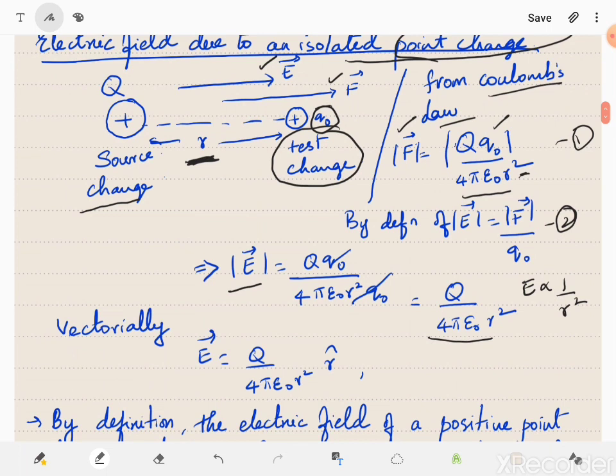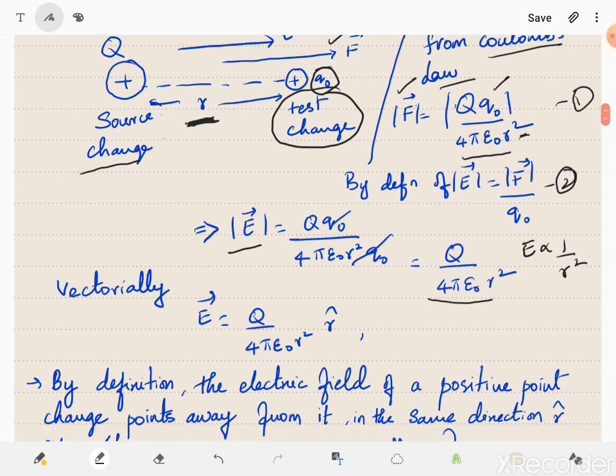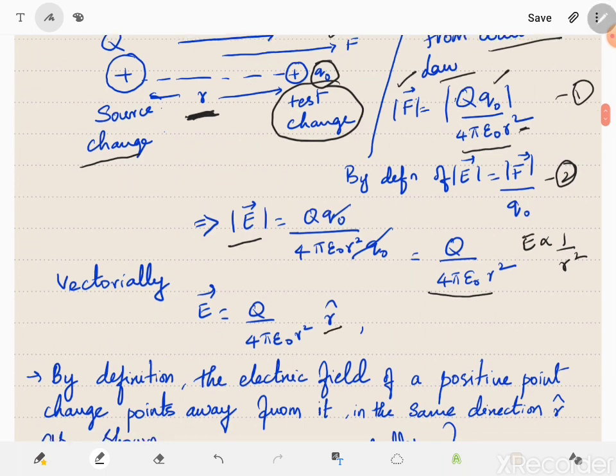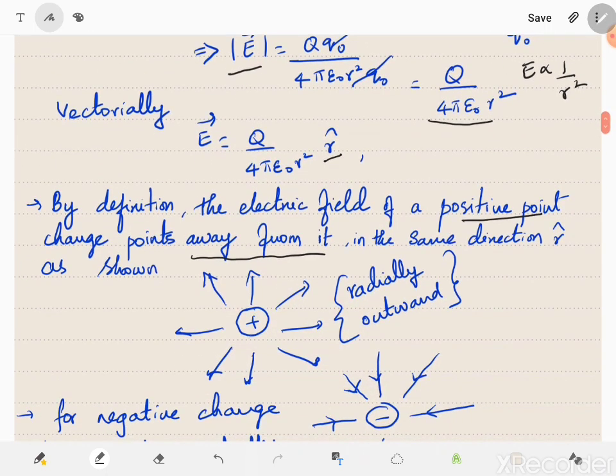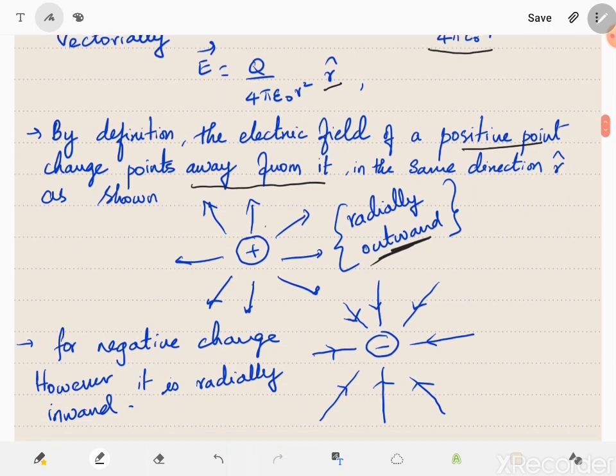And vectorially, because electric field is a vector quantity, one has to define both magnitude as well as direction. One can write Q by 4 pi epsilon naught R square R cap. What is this R cap? R cap is the unit vector which indicates the direction of electric field, and by definition, electric field of a positive point charge always points away, and therefore one can show this in the diagram. For a positive point charge, the electric field is radially outward. If you consider a negative charge, electric field is going to be radially inward. This is the direction of electric field.